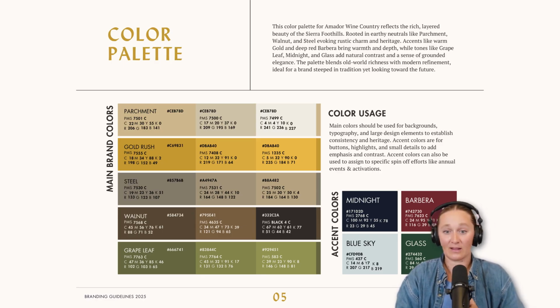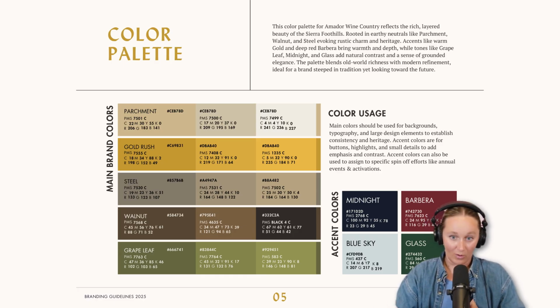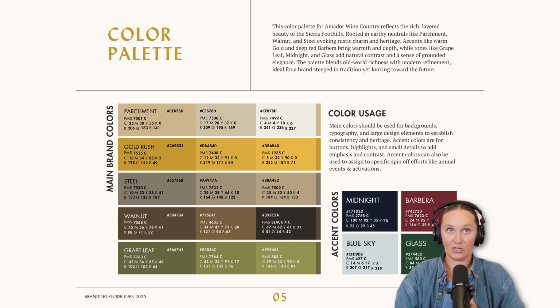Then we will write a little write-up for how the colors are supposed to be used, dictating main colors versus accent colors. Main colors should be used for backgrounds and typography, large design elements to establish consistency and heritage, whereas the accent colors are going to be used for buttons, highlights, small details, or even to call attention to specific spin-off events or efforts or activations. That's really important because not everyone who picks up the brand guidelines is going to understand the difference between main brand colors and accent colors.